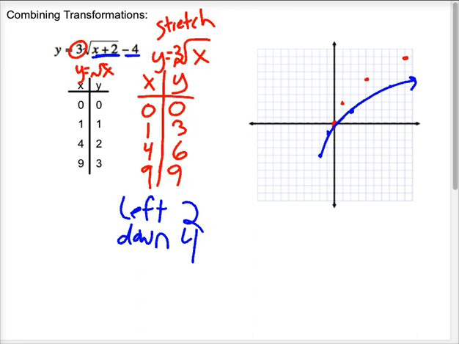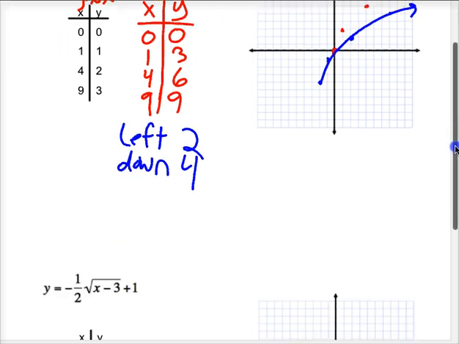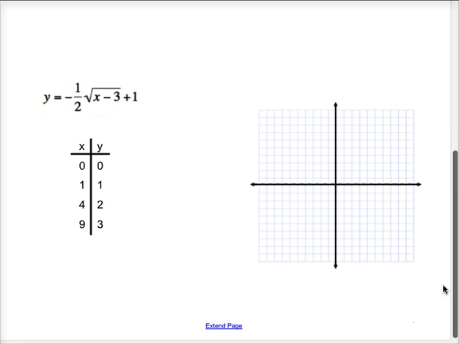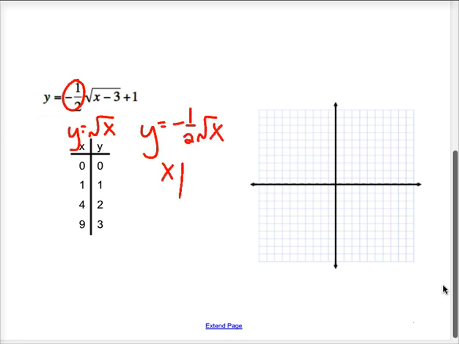But again, the key thing is translations are done exactly the same way. You're still just taking the points and moving them once they're already graphed. The stretch, however, you actually make a new table for. So let's do one last example. All right, so this is another situation. I see a stretch. So I'm going to take that basic y equals square root of x and make a new table with that stretch.